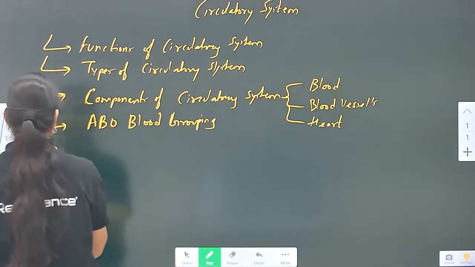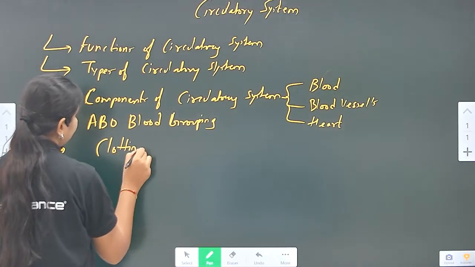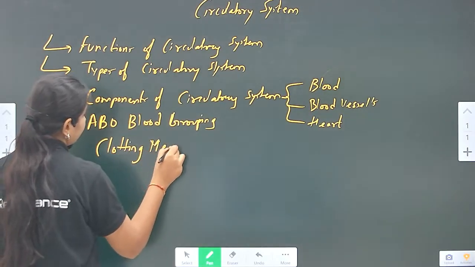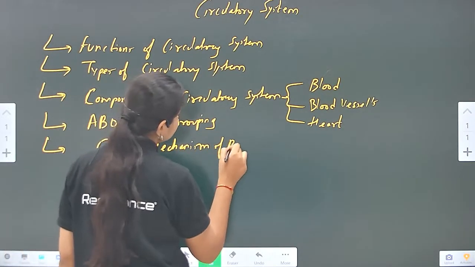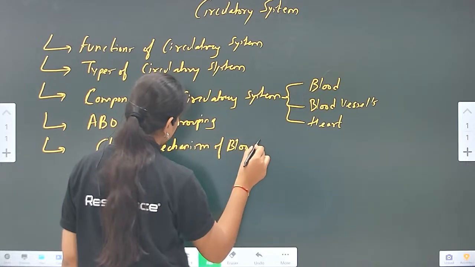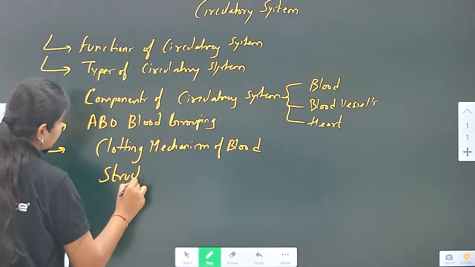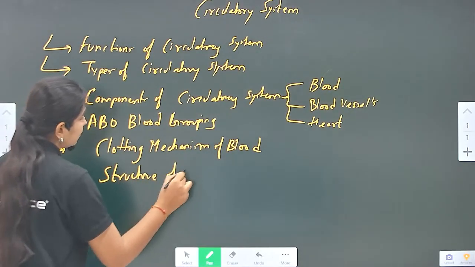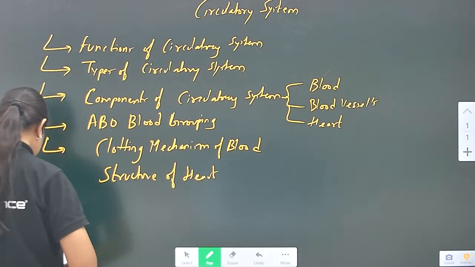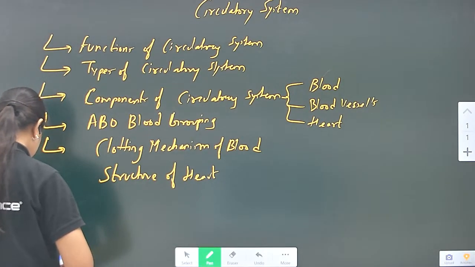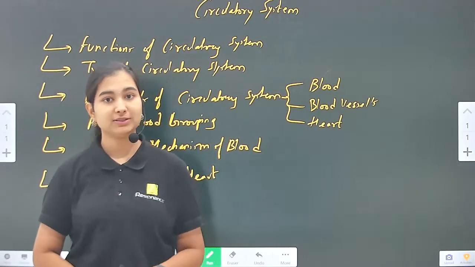Next, we have discussed the clotting mechanism of blood. Next, we have discussed the structure of the heart. Fine, we have discussed what? The structure of the heart. Now let us quickly have a one shot of all these topics, right?